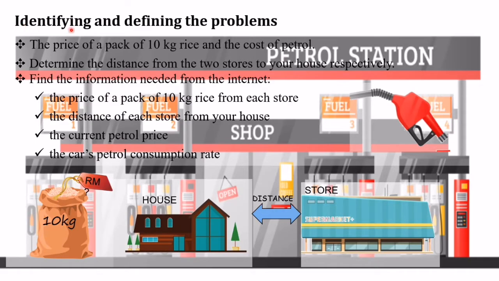First, identifying and defining the problems. We need to identify the price of a pack of 10 kg rice and the cost of petrol. We need to determine the distance from the two stores to your house respectively. Then we need to find the information needed from the internet. For example, the price of a pack of 10 kg rice from each store, the distance of each store from the house, the current petrol price, and the car petrol consumption rate.